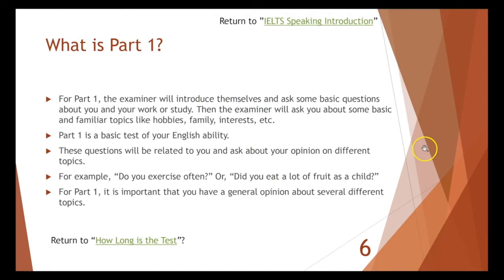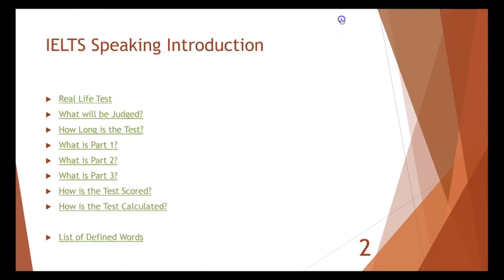So what is part 1? Let's talk about part 1 a little bit more. In part 1, the examiner will introduce themselves and ask some basic questions about you and your work or study, depending on whether you're a student or you have a job. So the topics will be similar to things like hobbies, family, or some of your interests. It's a basic test of your English ability, and the questions will be related to you and ask about your opinion. Okay, so then, for example, do you exercise often, or did you eat a lot of fruit as a child? For part 1, it is important that you have a general opinion about several different topics.